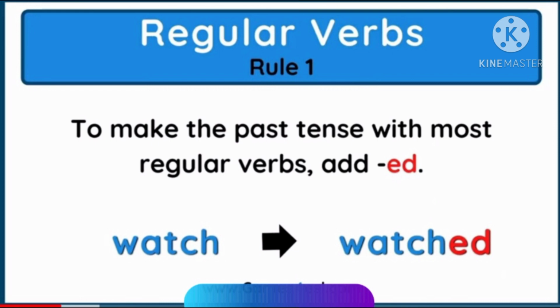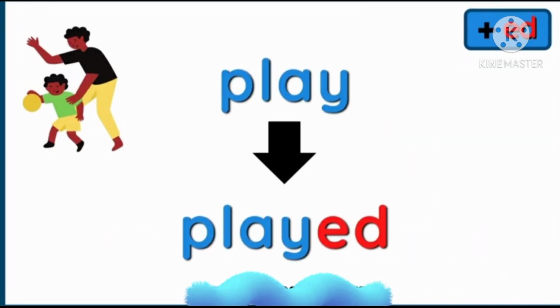When we have to change the particular verb into past tense form, what we have to do? We have to add ed. So it will become watched. Second example, play, it's a verb play. When I change it into the second form of the verb, we have to add ed here. So it will become played.